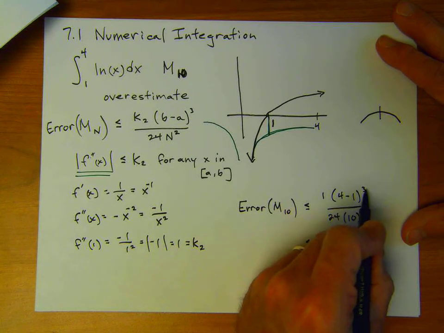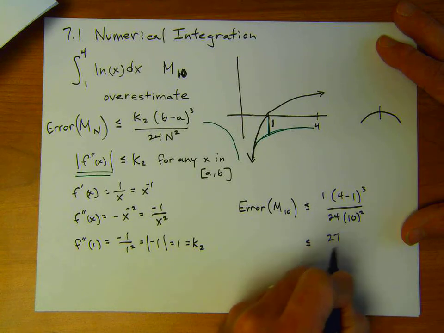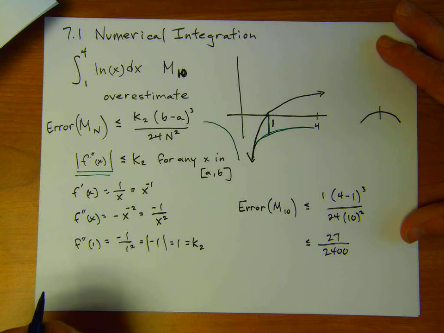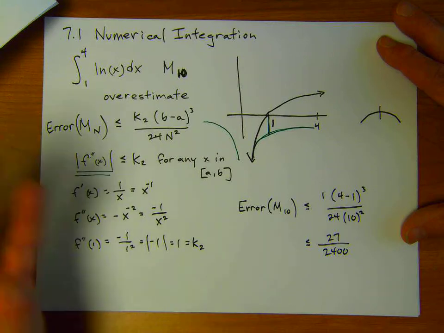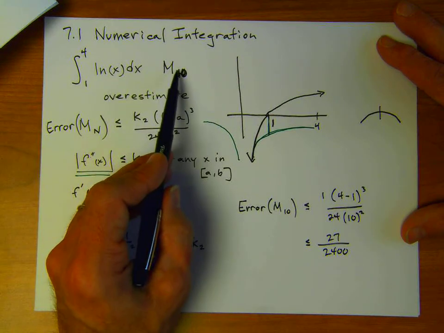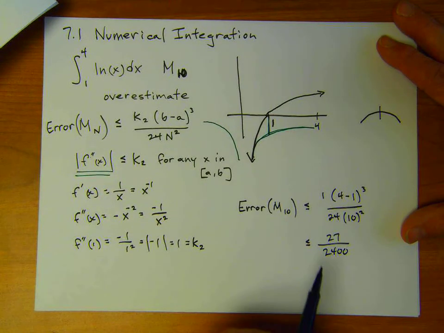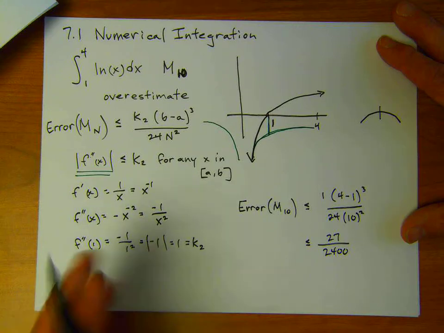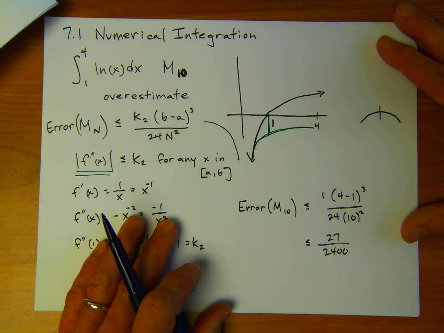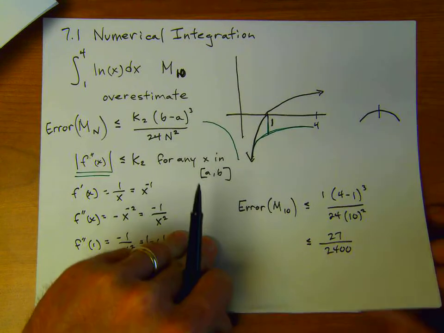Well, that's going to be 3 cubed times 1, that's 27. 24 times 100 is 2400. And I'm not going to simplify any farther than that. You can use the calculator for that, but this would be our max error. So the two big things out of here are that we wanted to see M10 would be an overestimate, and for M10, this would be the biggest that our error would be. So, you know, on the order of 0.01. Okay.